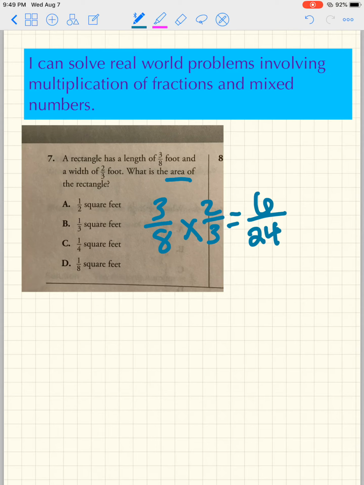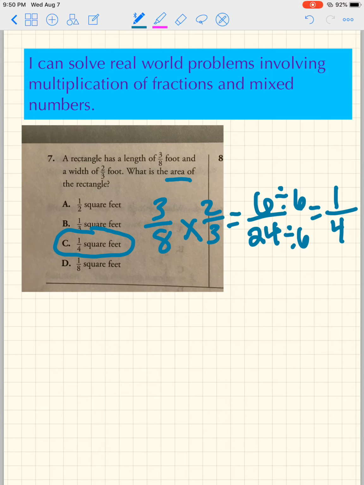Simplest form. Hopefully you can look at the answer choices and know, oh, 6/24 is not in simplest form. Well, I know that 6 and 24 both are divisible by 6. So 6 divided by 6 is 1, and 24 divided by 6 is 4. So my answer is 1/4. What is the area of the rectangle? 1/4 square feet.